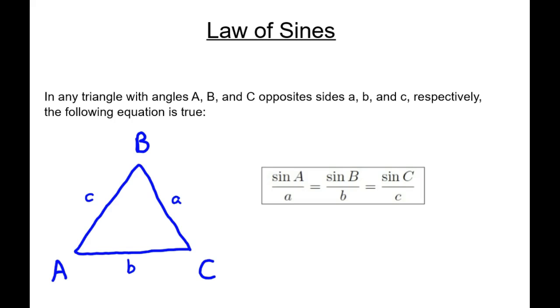So what the law of sines says is, in any triangle with angles A, B, and C, and opposite sides A, B, and C respectively, the following equation is going to be true. The sine of angle A over side length A will be equal to the sine of angle B over side length B, which will also be equal to the sine of angle C over side length C. So we're going to focus just on two of these parts and fill in three of the pieces of information that we have so that we can solve for the one unknown value.